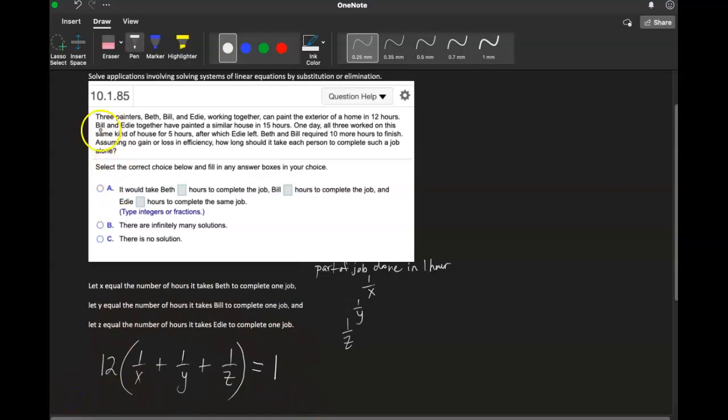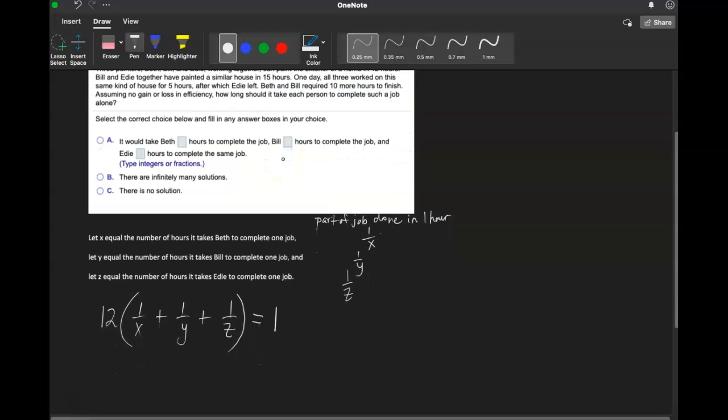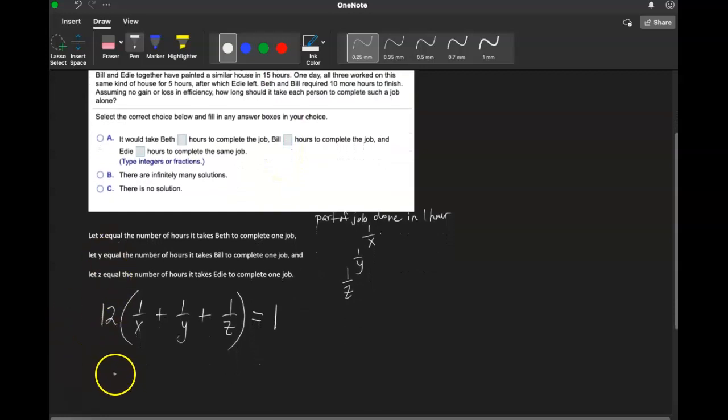Looking at the next statement, we're told that Bill and Eddie working together have painted a similar house, or completed one job, in 15 hours. So we can write a similar equation: Bill, who is 1 over y, plus Eddie, 1 over z, over the course of 15 hours, completes one job.